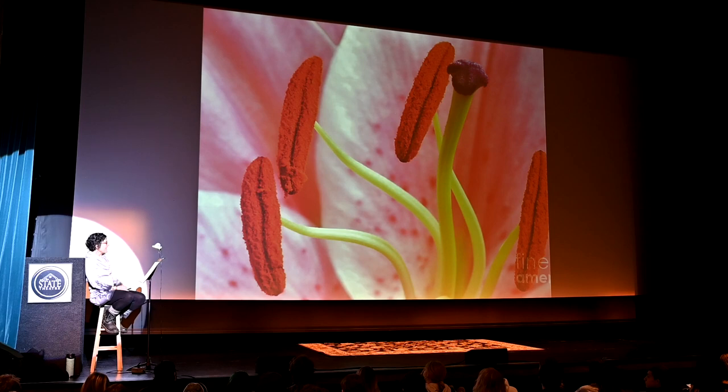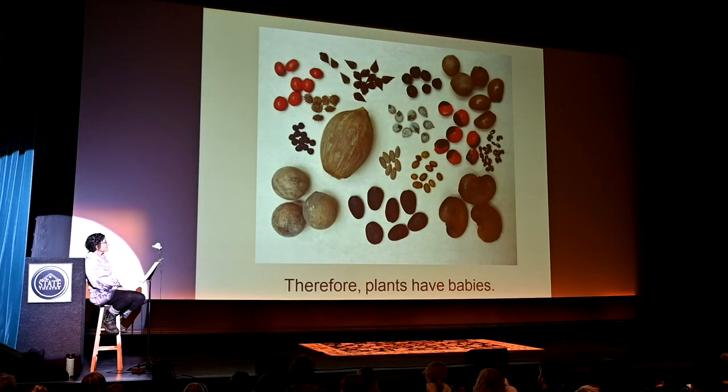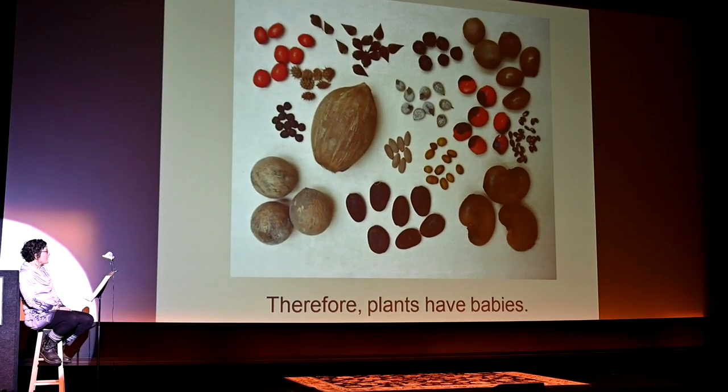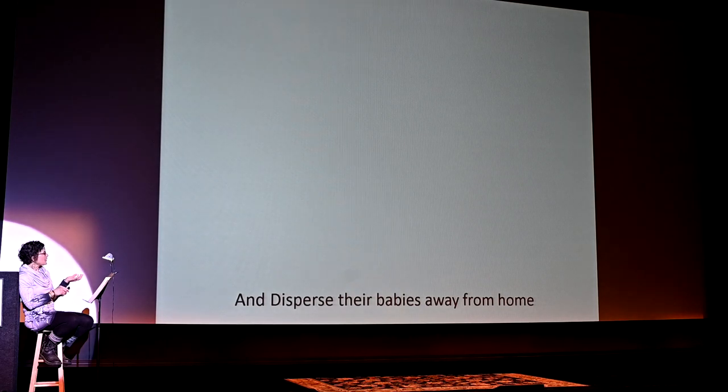So then, like us, other things, plants have babies, right? These are baby plants. And then those baby plants, we think of them as seeds, or you might think of it as an apple. We don't often think of that as like a tree baby, but that's what it is. So how they get dispersed, just like us, we need to send our kids away from home to grow, and so do they.